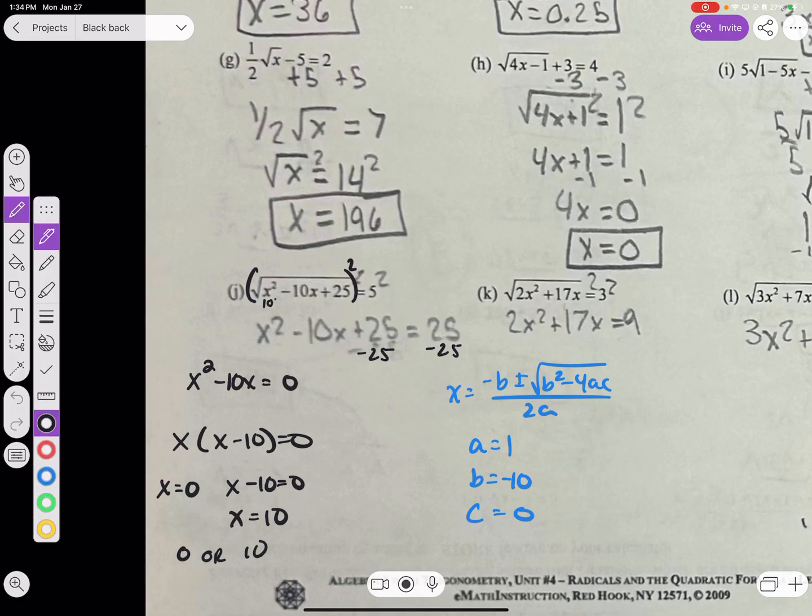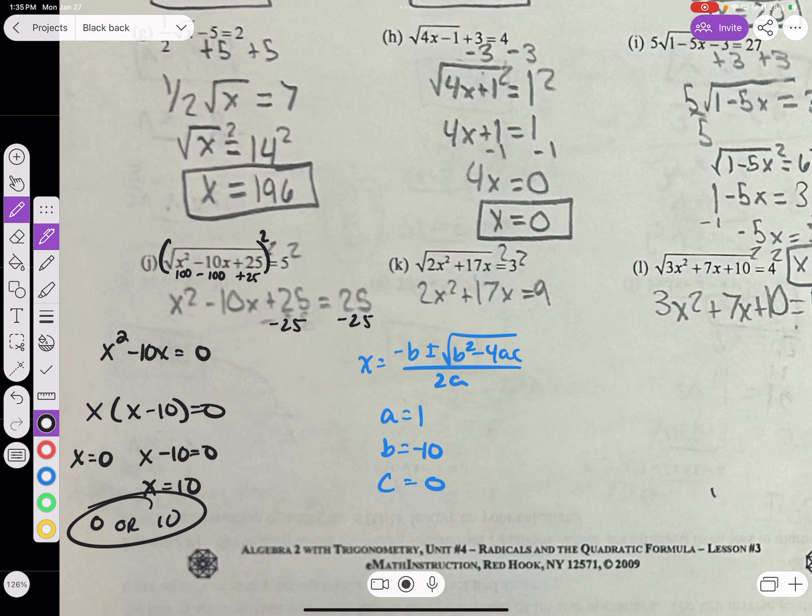Checking the 10 is a little tougher. 10 squared is 100. Minus 10 times 10 would be 100. So that's 0 plus 25. Yeah, square root of 25 is 5. So that checks. Those are my answers: x is 0, x is 10.